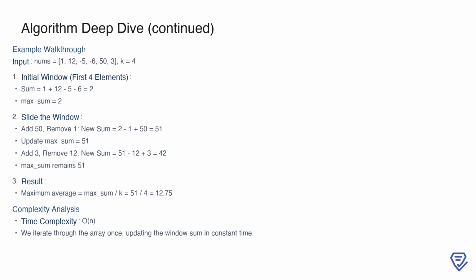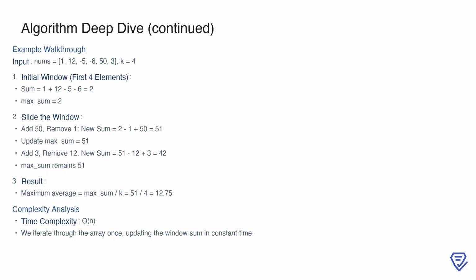Let's walk through an example to see the algorithm in action. Suppose the input array is 1, 12, -5, -6, 50, 3, and k is 4. First, we calculate the sum of the first four elements, 1 plus 12 minus 5 minus 6, which equals 2. This becomes our initial window sum and our current maximum sum. Next, we slide the window by adding the fifth element, 50, and removing the first element, 1. This gives us a new sum of 2 minus 1 plus 50, which is 51. We update the maximum sum to 51.